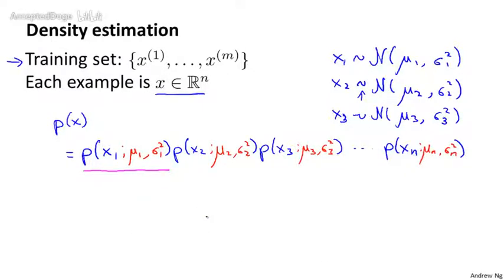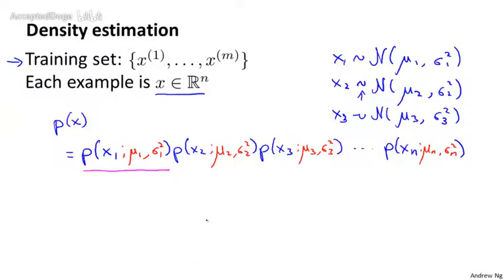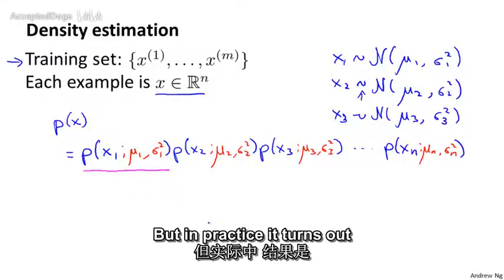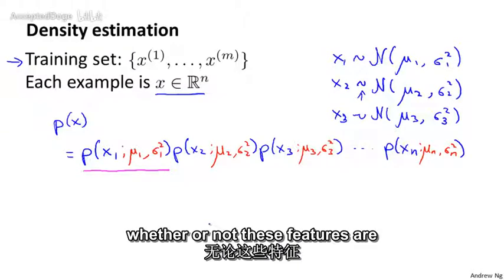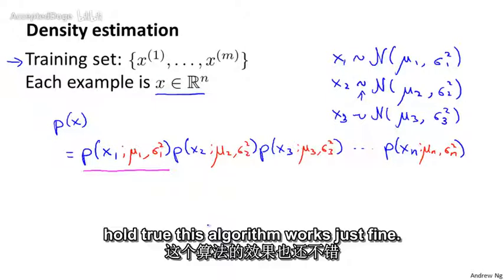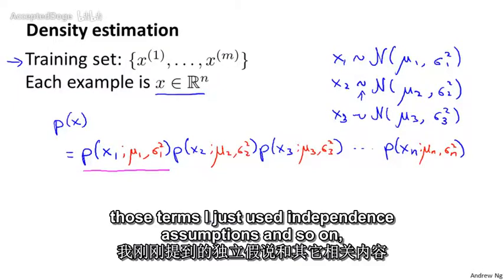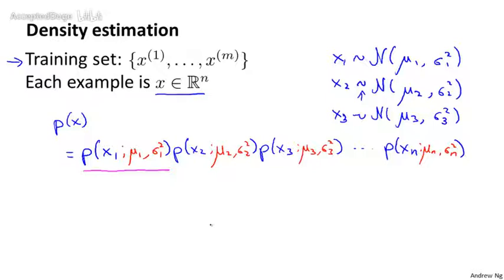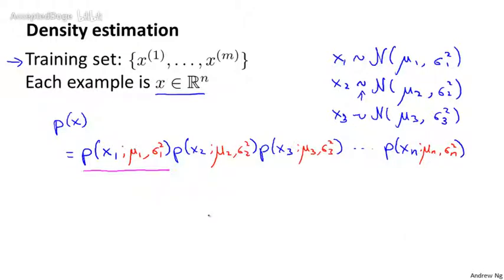Just as a side comment for those of you that are experts in statistics, it turns out that this equation that I just wrote out actually corresponds to an independence assumption on the values of the features x1 through xn. But in practice, it turns out that the algorithm I'm going to describe works just fine whether or not these features are anywhere close to independent. And even if the independence assumption doesn't hold true, this algorithm works just fine. But in case you don't know those terms I just used, independence assumptions and so on, don't worry about it. You'll be able to understand and implement this algorithm just fine. And that comment was really meant only for the experts in statistics.